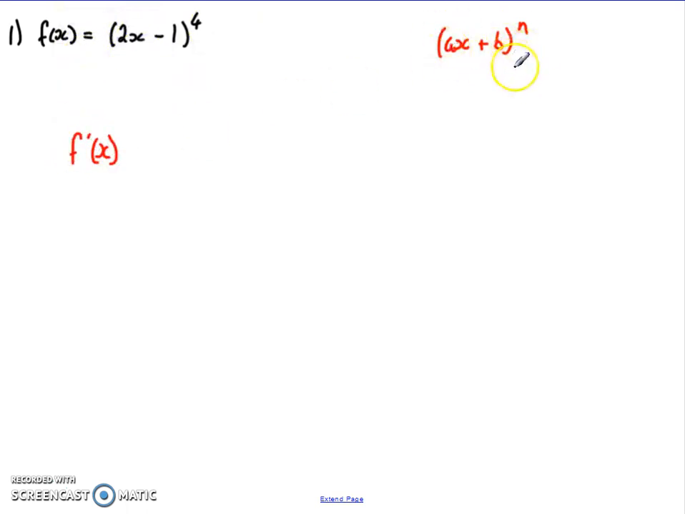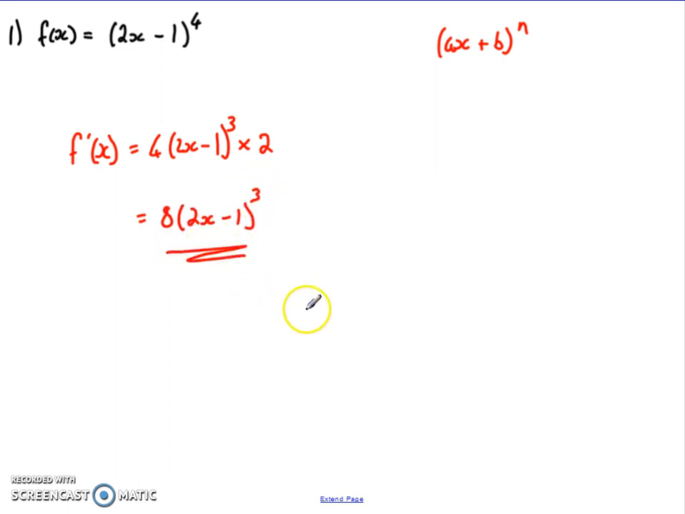Now remember what we said in the previous video, bring the power down, reduce it by 1, but then multiply it by the derivative in here, which in this case is just a. So break it down and do it step by step. Power down, 4, multiply it by the bracket, (2x - 1), reduce the power by 1, it's cubed. We then multiply it by the coefficient of the x in here, which in this case is 2. It's then a case of simplifying this and making it look neater. Multiplying these back together, we get 8(2x - 1) cubed. So we end up getting that.